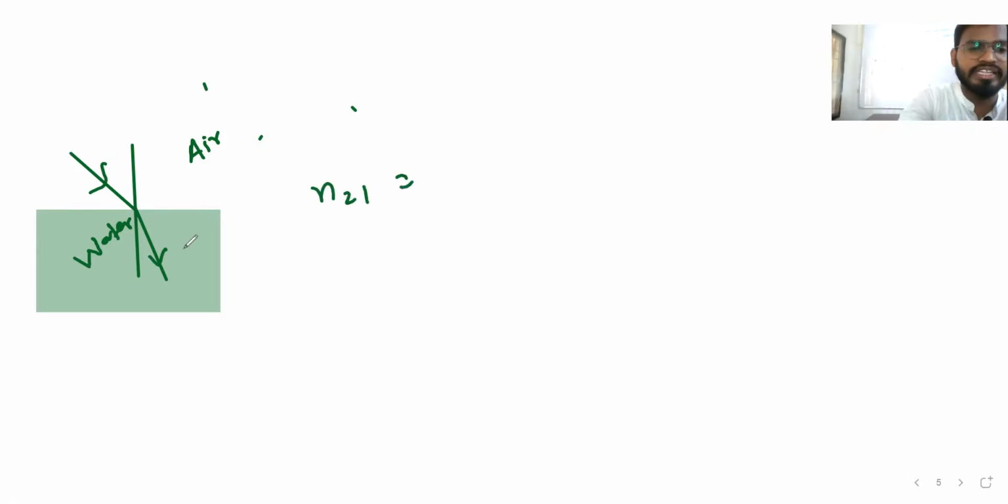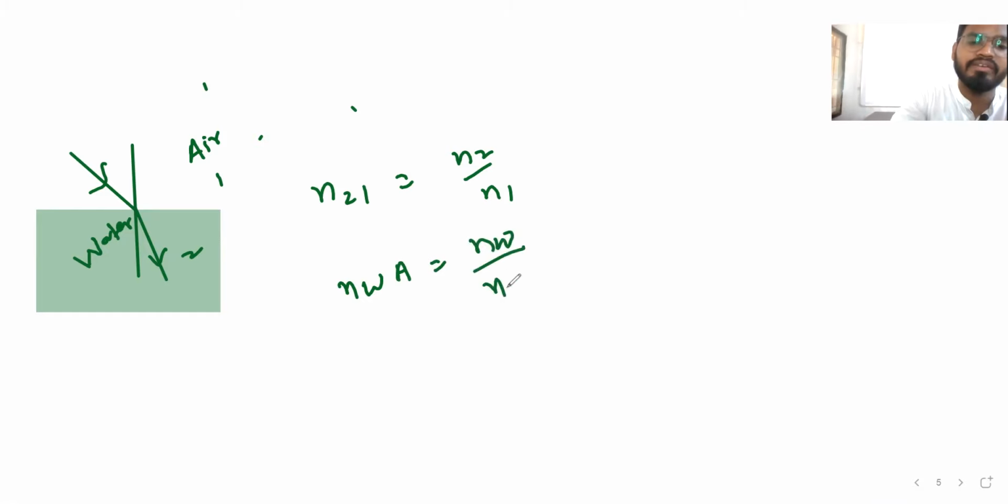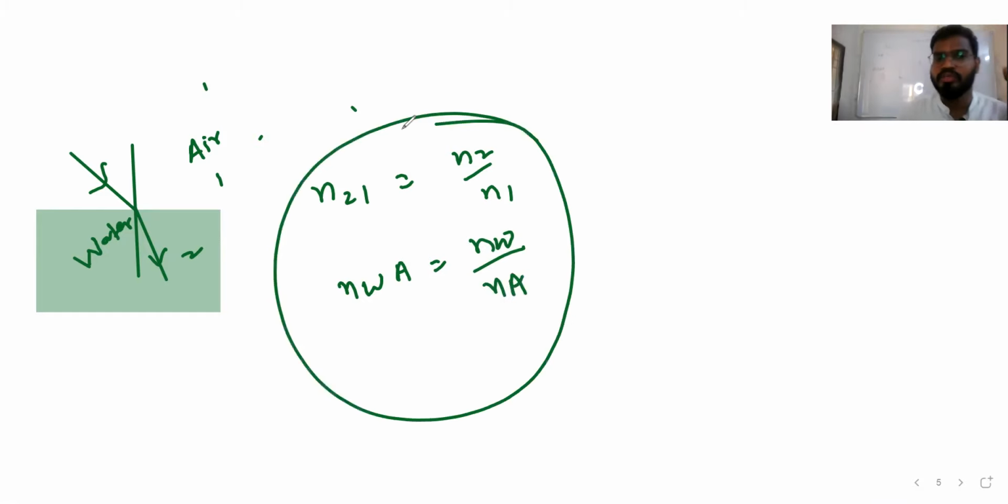Right, so this is water and this is air. So how will we write this? N2 1, that is what we know: N2, let's take 2, and this is 1. So we can write N2 by N1. Same way we can write water, air, so refractive index of water by refractive index of air. Hope you guys got it. So this is the way to write it.